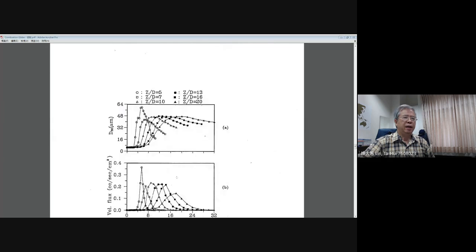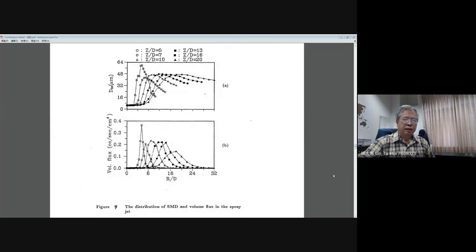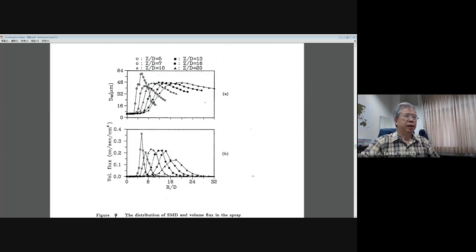I think this is the last slide for this set of experiment data. Here, they try to give you the other spray characteristics. You remember we emphasized that if you want to quantify the spray characteristics, you need to consider several factors, right? And the droplet size is the most important one.